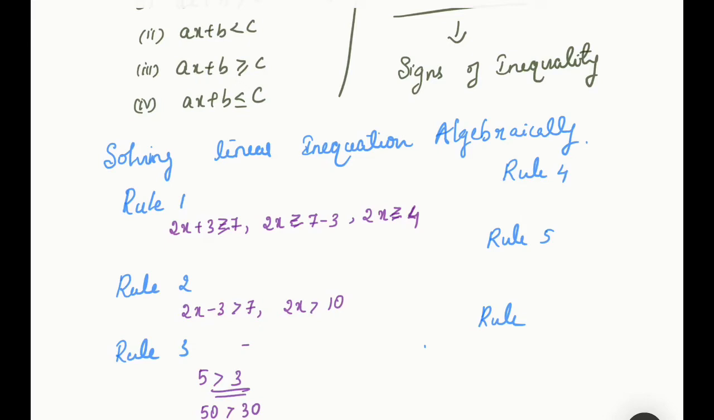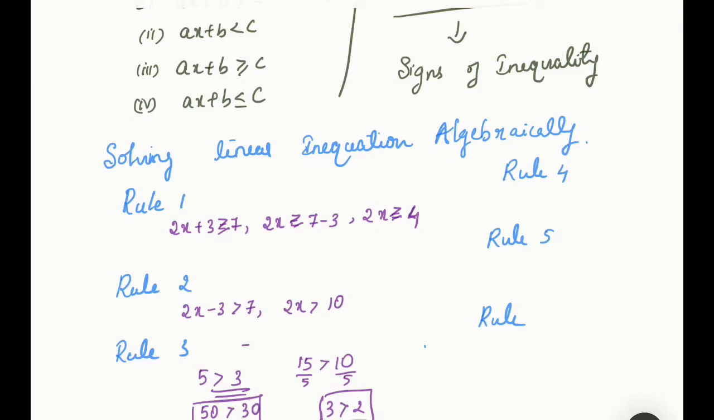Correct? Similarly, dividing also. So check, I have 15 greater than 10. Let me divide with 5 on both the sides. Dividing with 5 on both the sides, what I get? 3 greater than 2. So the sign doesn't change, right? So it's clear to you. Hope rule 3 is clear to all of you.